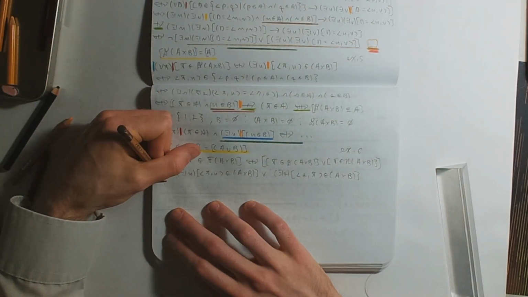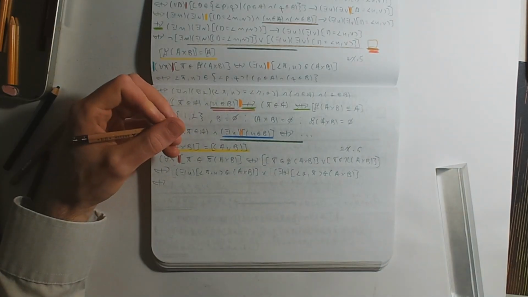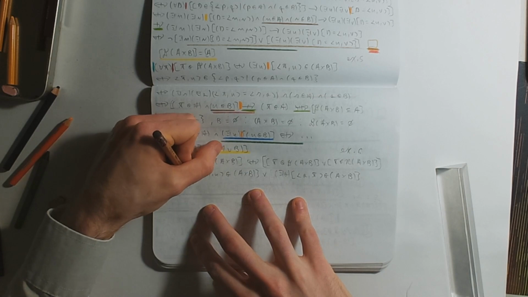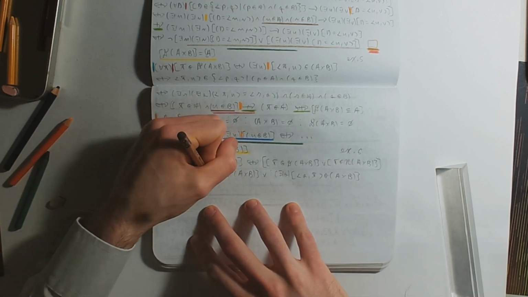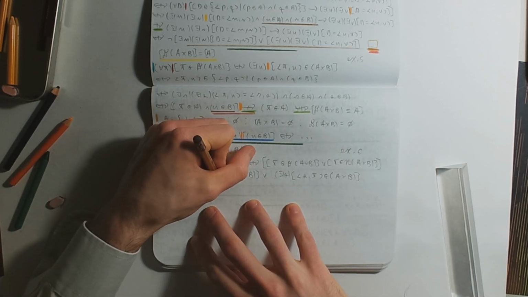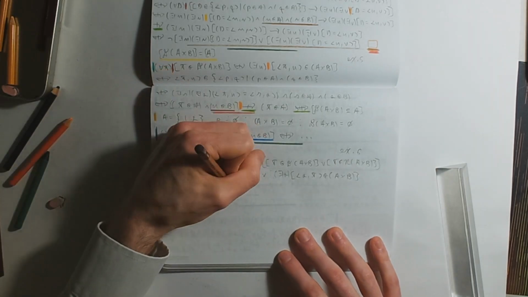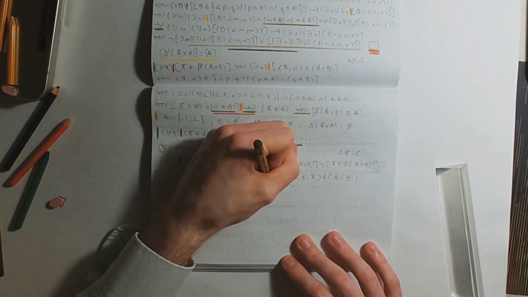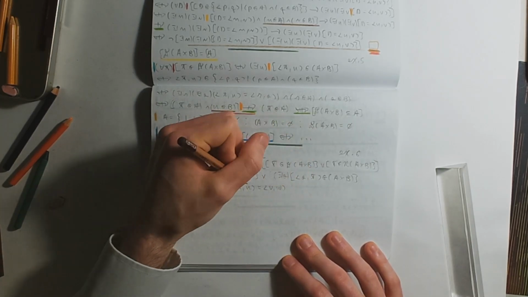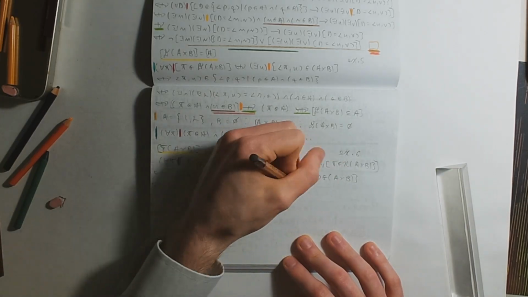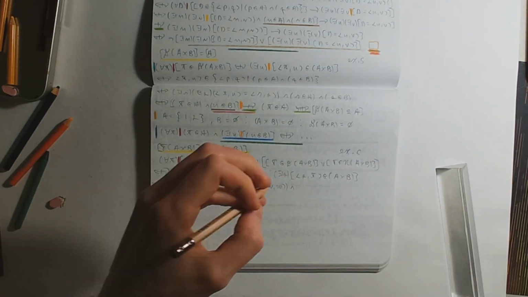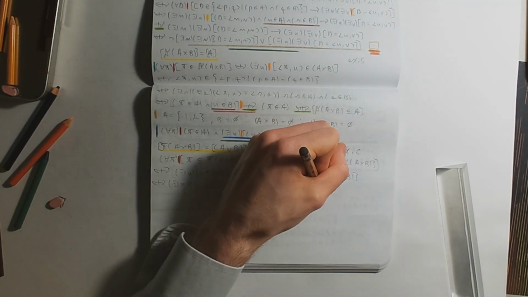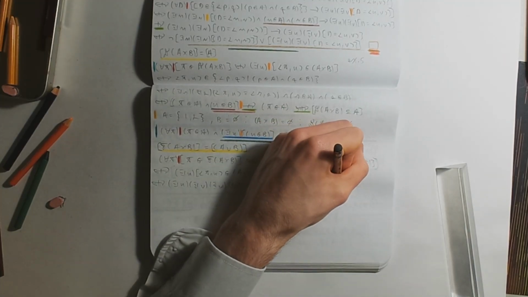So this will be there exists a U, there exists a V, and there exists a W such that the ordered pair TU is equal to the ordered pair VW, and V is an element of A, and W is an element of B.